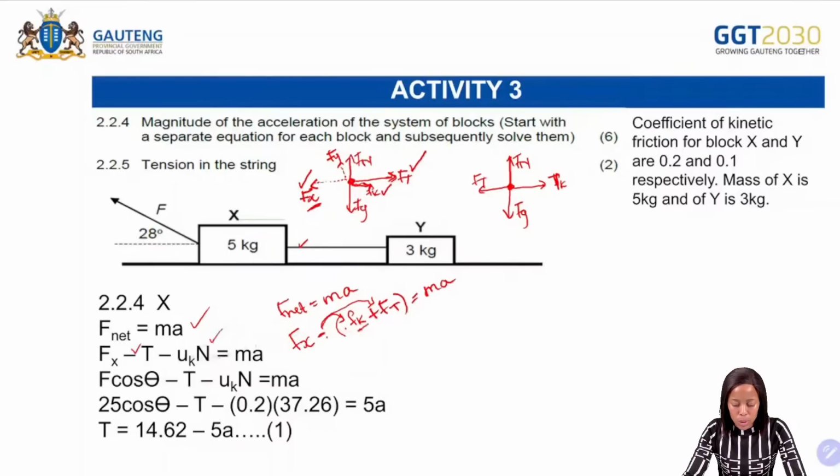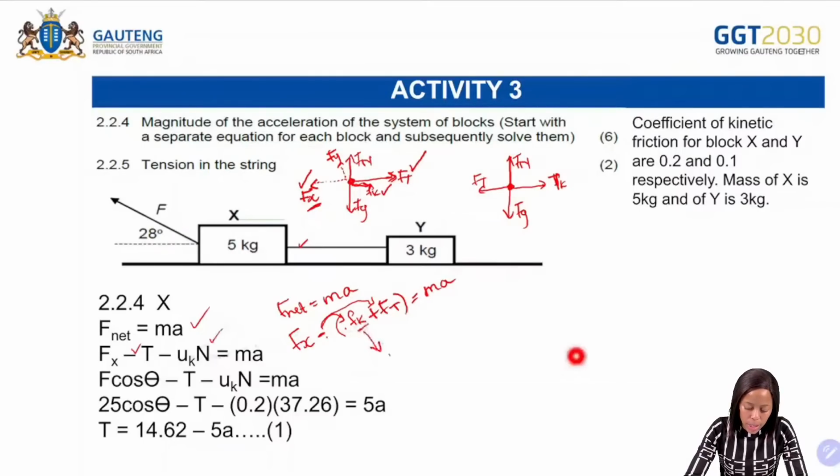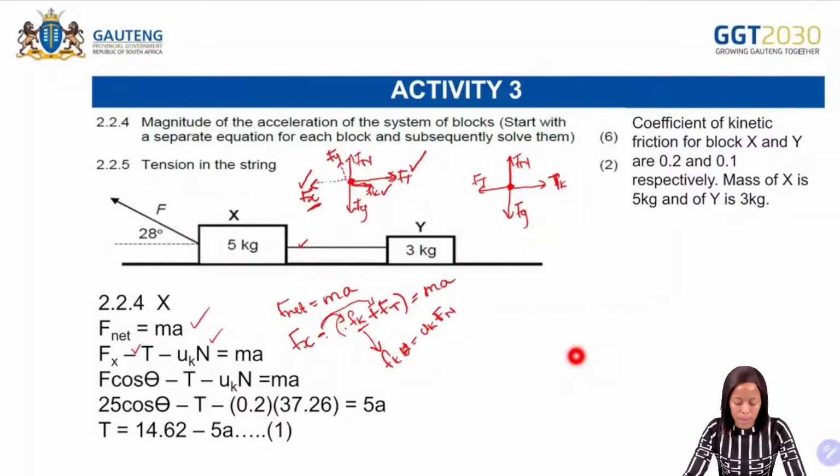So you also need to know how to use the formula for the kinetic friction. And then what is it that we know about the formula for the kinetic friction? The formula for the kinetic friction is Fk, which is equals to the coefficient of kinetic friction multiplied by what? Multiplied by the normal force, okay? So it is this part there, right?